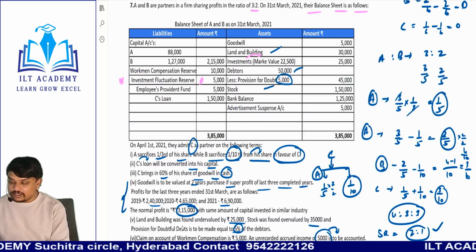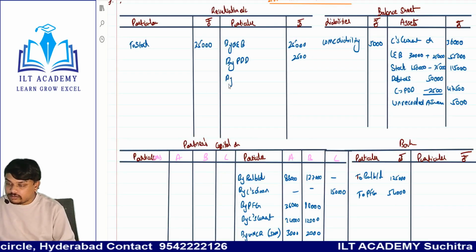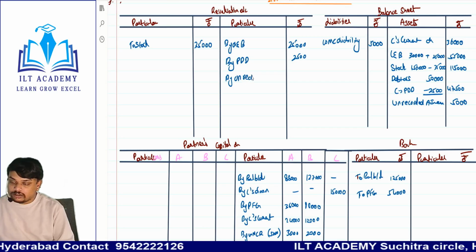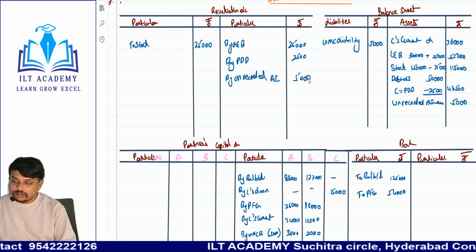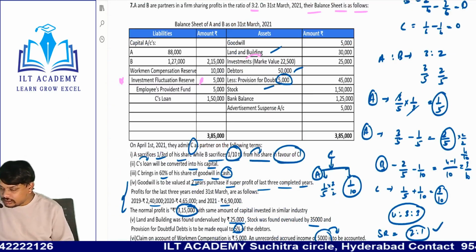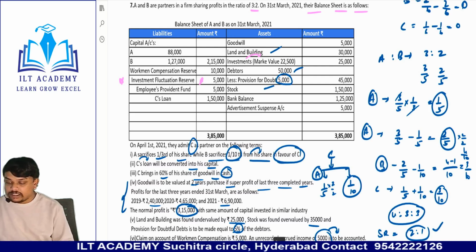Now there is one more thing, here also it will come: accrued 5,000. Next, a debtor whose dues of 25,000 were written off as bad debts paid 20,000 in full settlement.